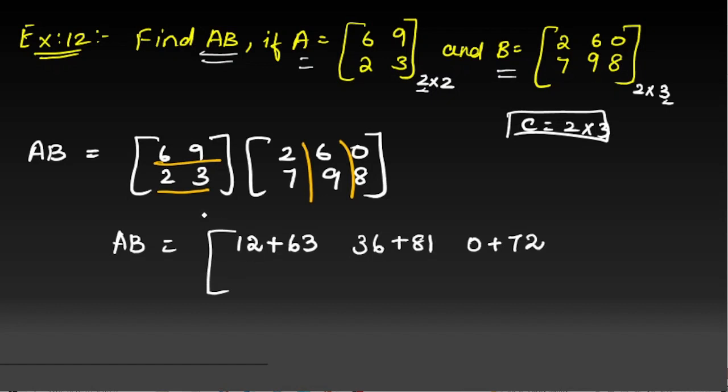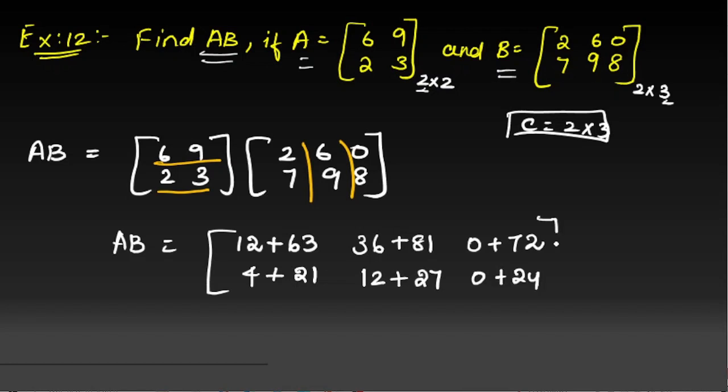Next we are moving on to the second row, that is second row first column, second row second column, second row third column. So 2 twos are 4 and 7 threes are 21. Right. So like this. Then 6 twos are 12. 9 threes are 27. Then 0 you will get, plus 24 you will get.